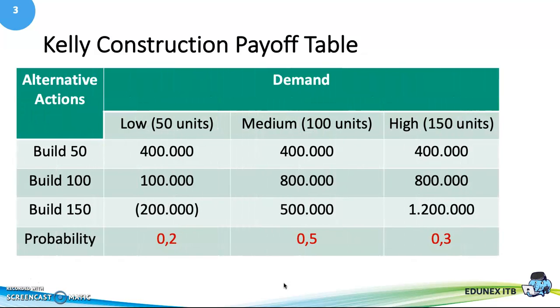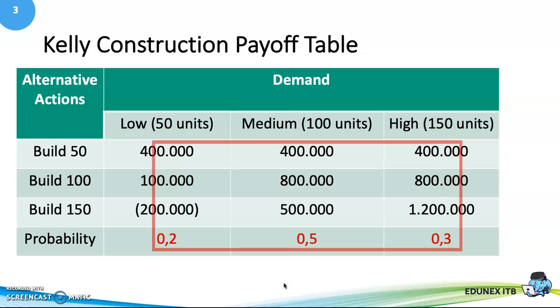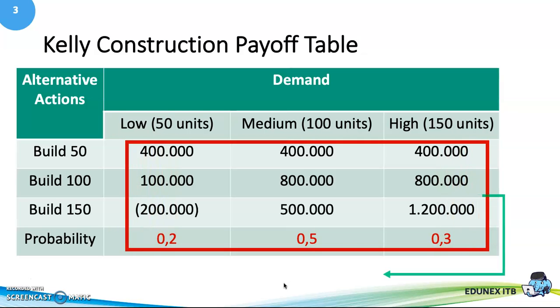Let's see an example of constructing a payoff table. So this is our payoff table or decision table, which comes with the alternative actions, the probability, and also the state of nature. So this is the profit.